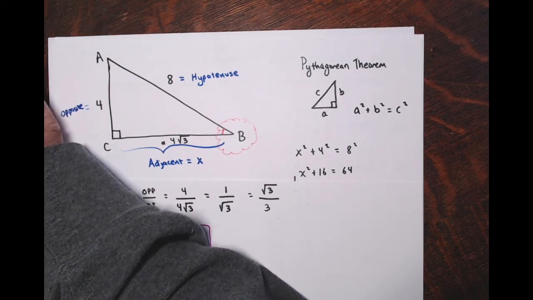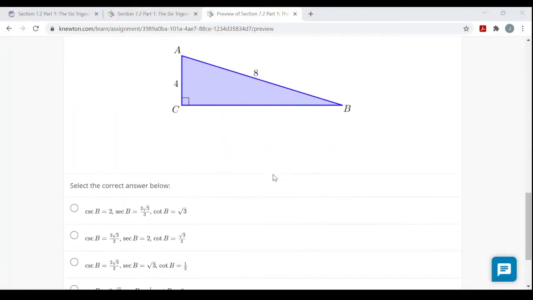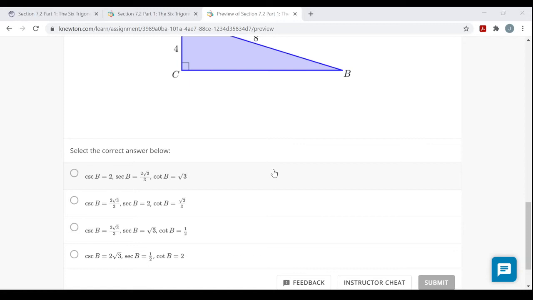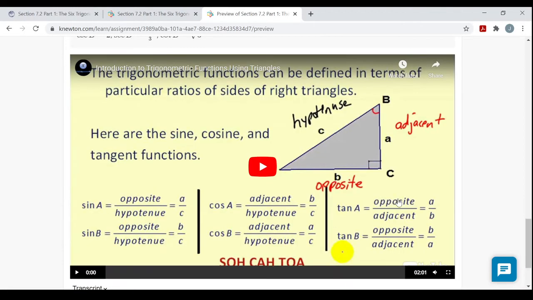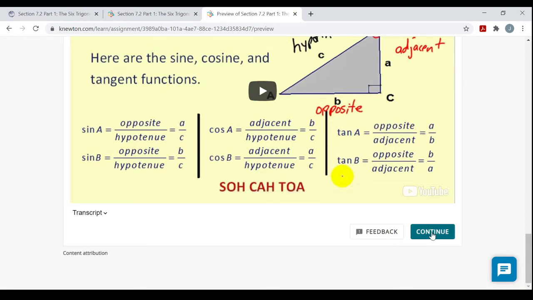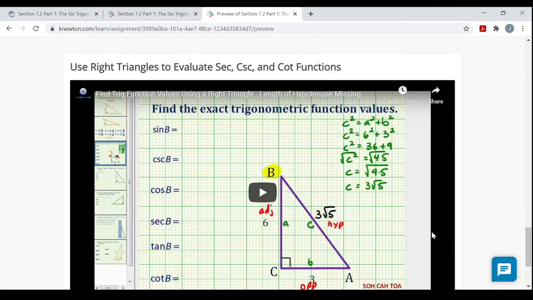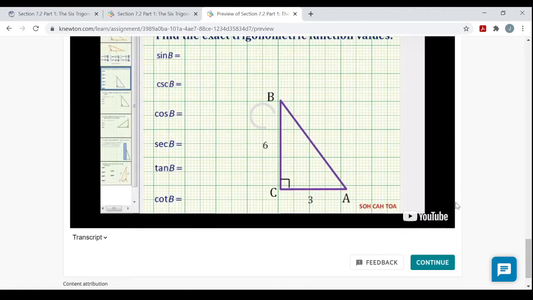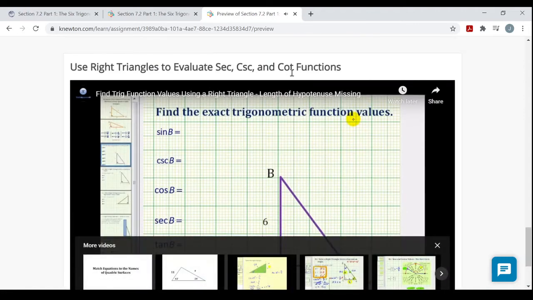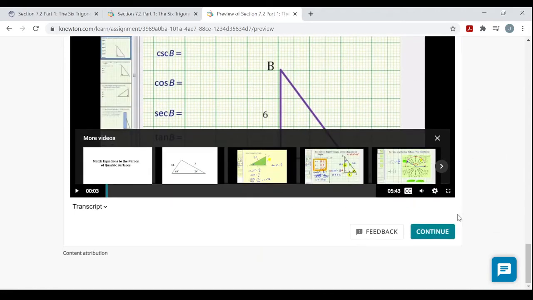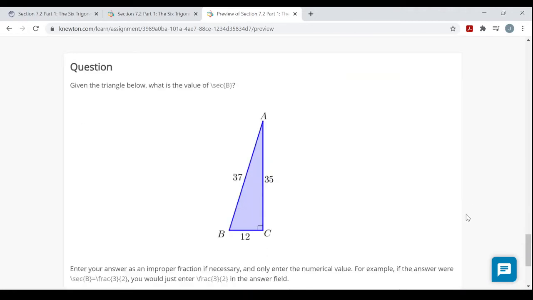All right, so let's go back to the assignment. Now, oh, this was a multiple choice. So we said cosecant was 2, secant was 2 root 3 over 3, and cotangent of angle B was square root of 3. That's this first option right here. Wonderful. And then they go through the explanation. Well, they show a video here, but okay. All right, so then another video involving secant, cosecant, and cotangent. And then we continue on and get another question.